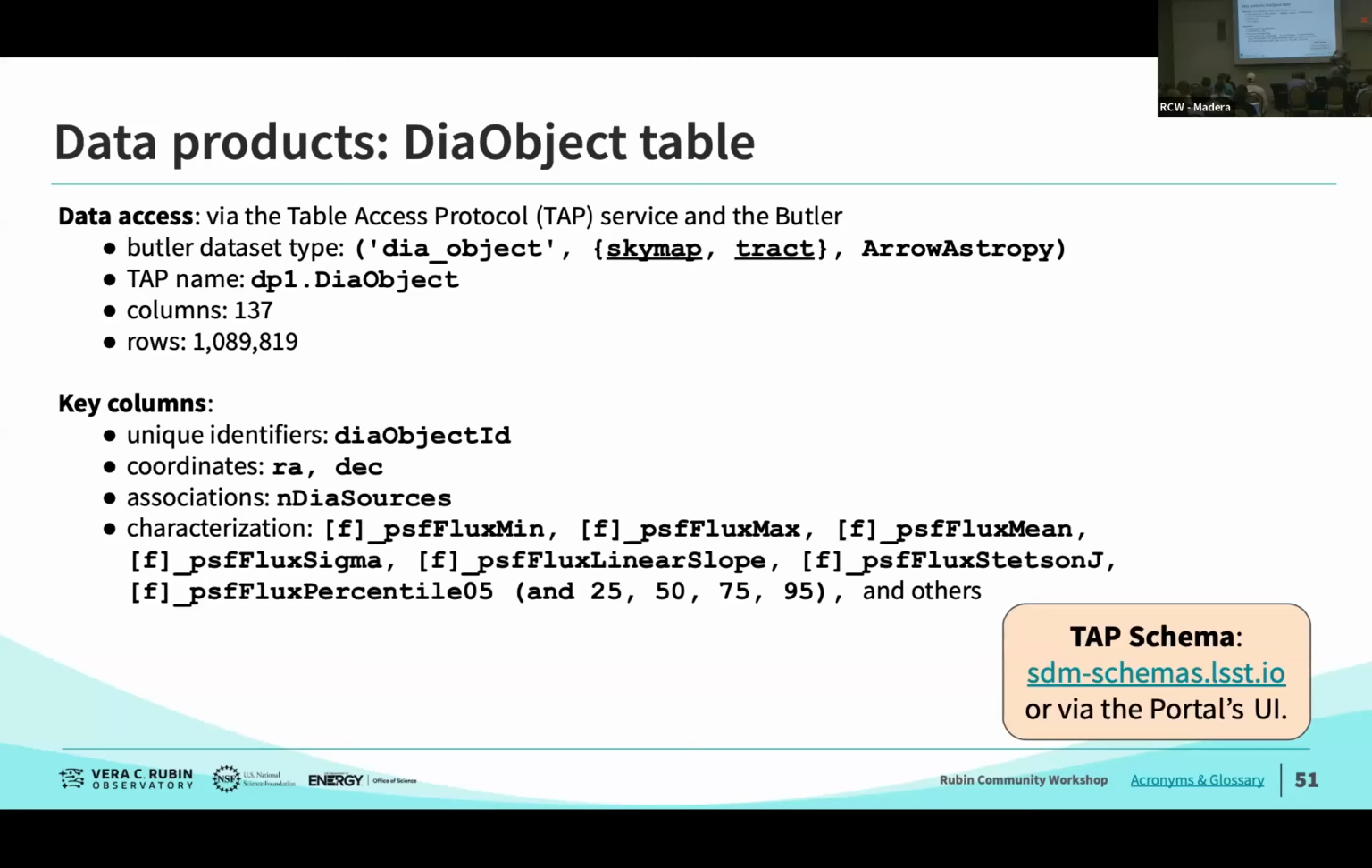There are measurements of the linear slope of the fluxes, which can be useful for identifying supernovae. There's, for those who are familiar, the Stetson J index, which helps you identify periodic variable sources, flux percentiles, and various other quantities that you can use to select candidate, transient, and variable sources.